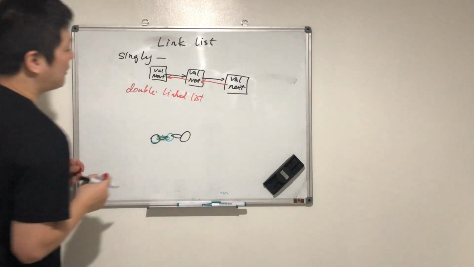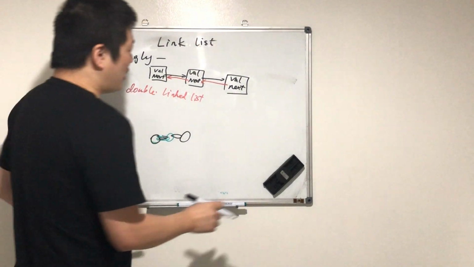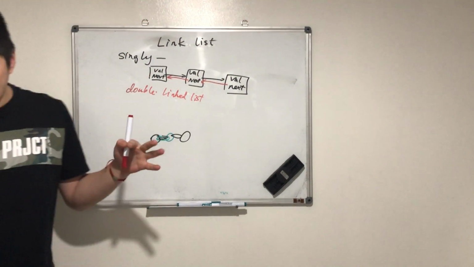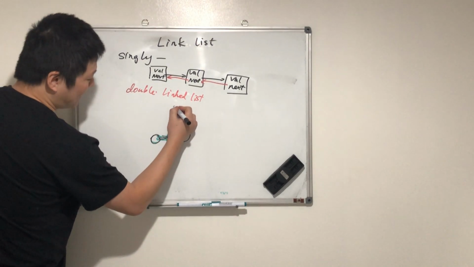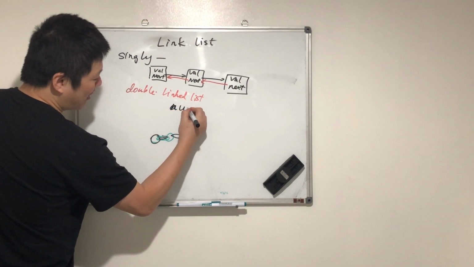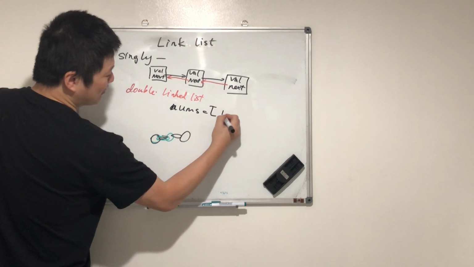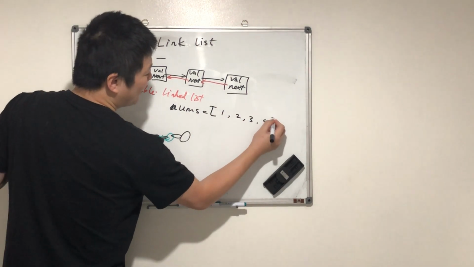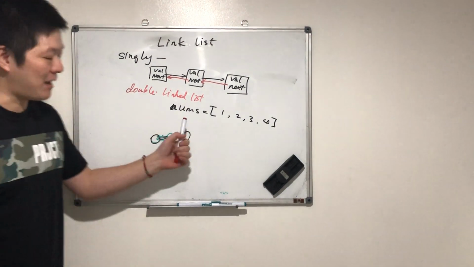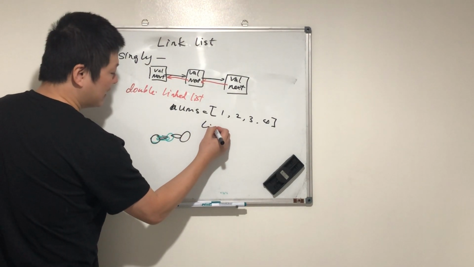Okay. So it's quite similar to the list in Python. Remember we use Python here with numbers. We always use numbers, and then we can put 1, 2, 3, 4. So this is the number. This is called a list.